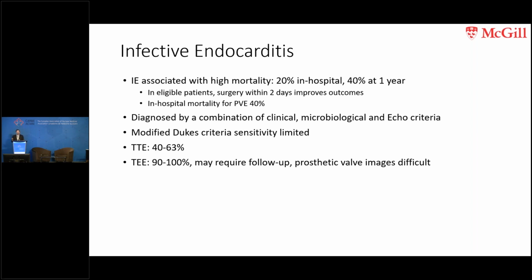So the standard so far has been diagnosis through a combination of clinical, microbiological, and echographic criteria, mainly through the modified Duke's criteria, which, however, has been shown to be limited. The first step is usually a transthoracic echocardiogram, which has relatively low sensitivity, but is the easiest, fastest and most appropriate first step. Then in selected patients, proceed to TEE, which is much more sensitive, but sometimes may require follow-up, and especially in the setting of prosthetic valves is often a challenge.